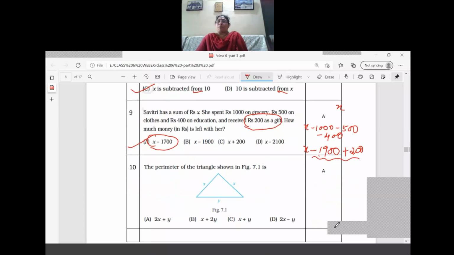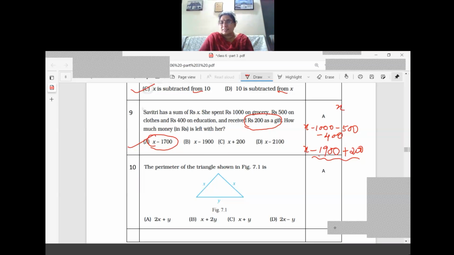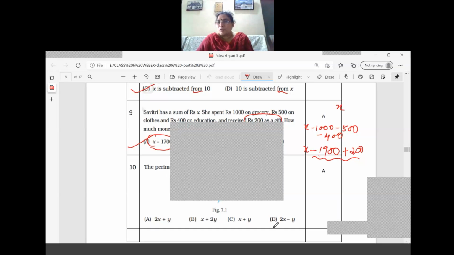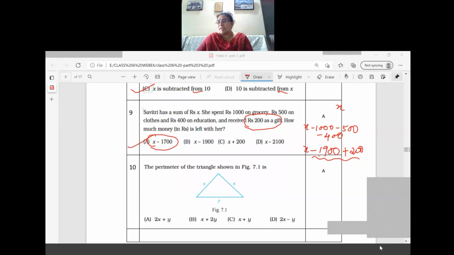Okay. Now the perimeter of the triangle shown in figure 7.1. One triangle is given, and the lengths are mentioned in the diagram. The first side is x, the other side is also x, and down you can see the base as y. Now what is the perimeter of this triangle? What is the formula for the perimeter of a triangle? Sum of the lengths of all the three sides only.